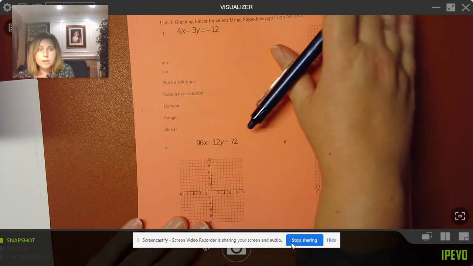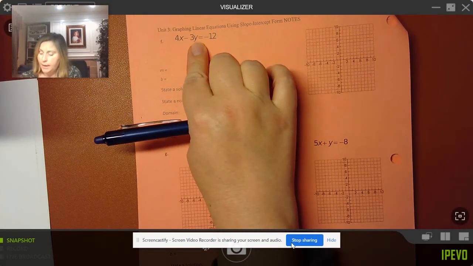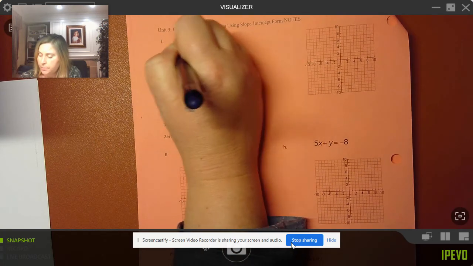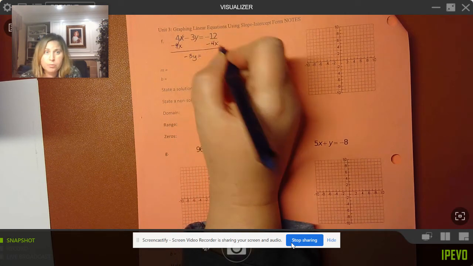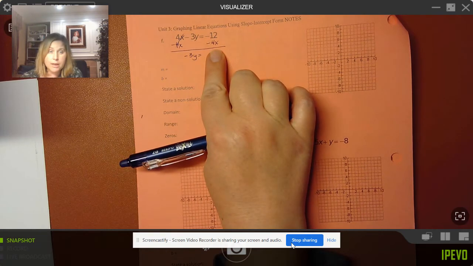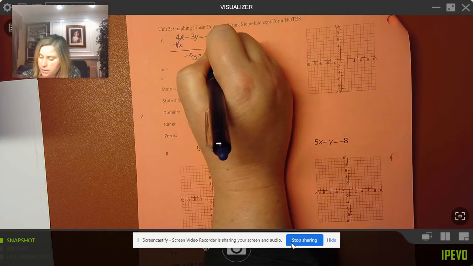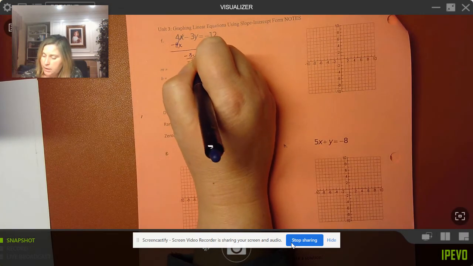Okay, example F. This is not in slope-intercept form, so we do want to put it in slope-intercept form. We want to isolate the variable y. So we will subtract 4x from each side. This gives us negative 3y equals, and remember, we want to write our x value first and then our constant, our negative 12, last. Anytime we have variables and constants, we want to write the variable first and then the constant. So negative 4x minus 12. And then we have y being multiplied by negative 3, so we just want to divide by negative 3.